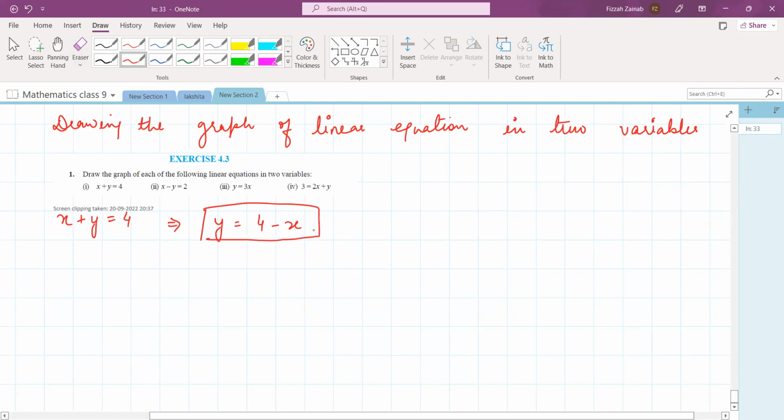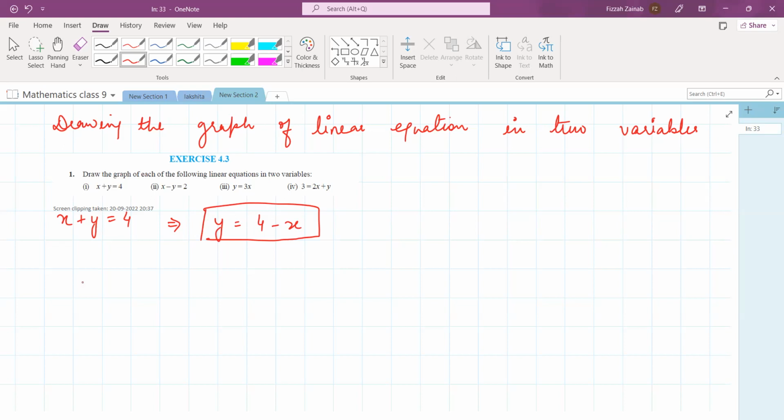Now here you can see I can change the value of x. I can put x is equal to 0, so I can find some y. Then I can put x is equal to 1, then some y I'll get. And like that, I can keep on changing the values of x and I will be getting the corresponding values of y. Is this clear? So you can always bring your equation in this form.